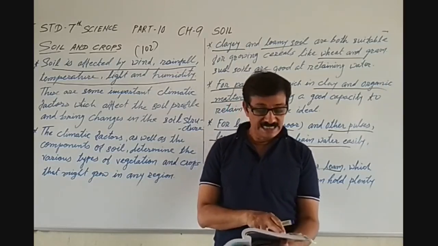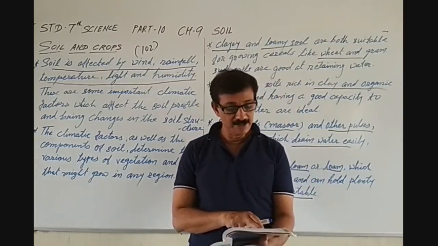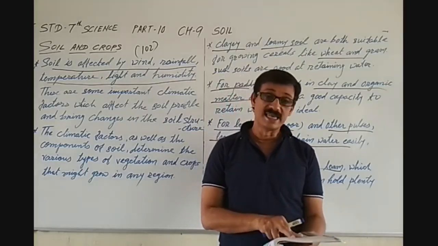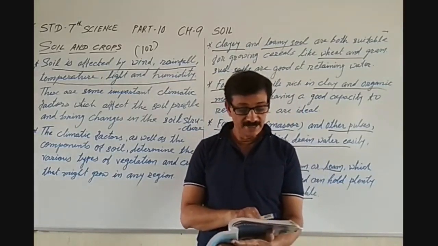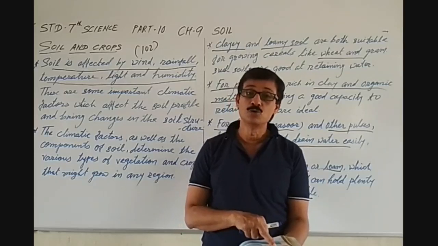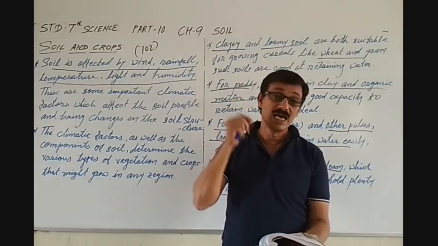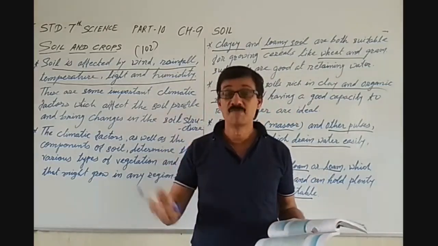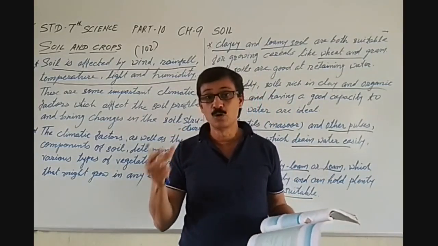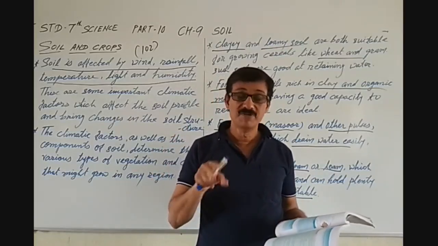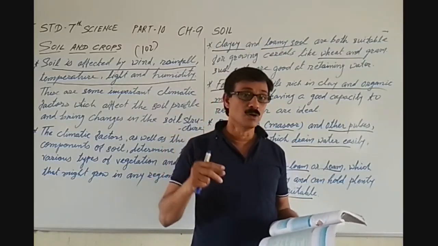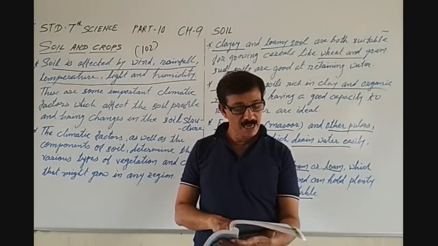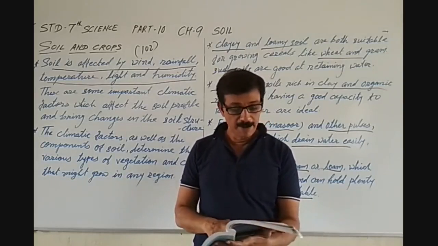Find from your teachers, parents and farmers the type of soil and crops grown in your area. Enter the data in the following table 9.2. You can see table 9.2, and you have to enter the data after asking your parents and the farmers which type of soil is there in your area and which type of crops are grown in your area. Which kind of soil would be most suitable for planting rice?